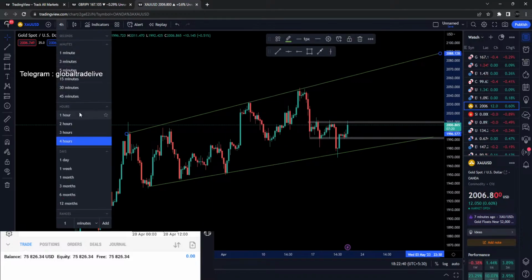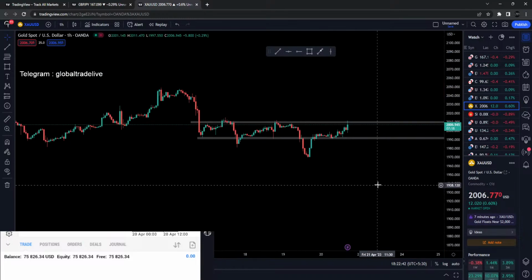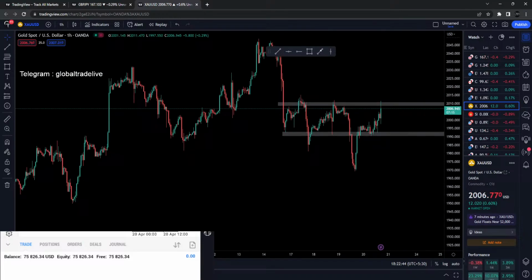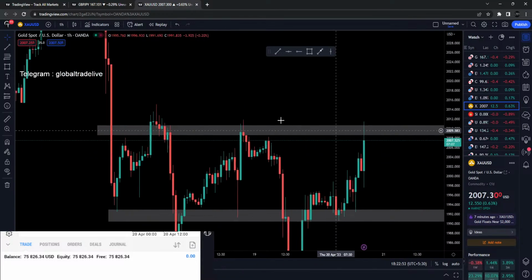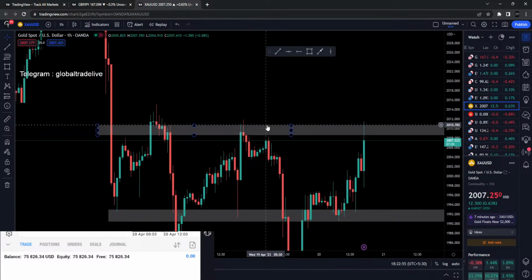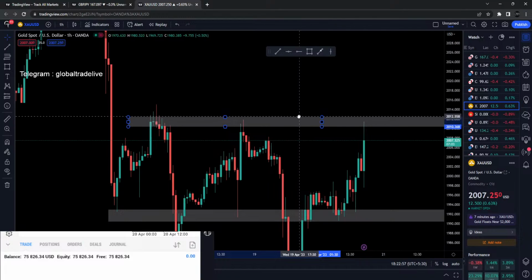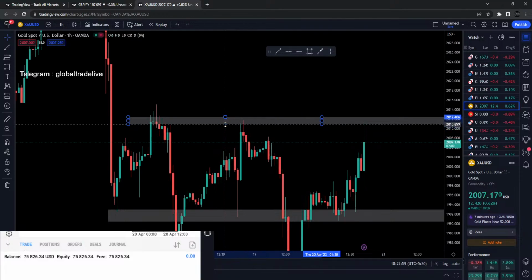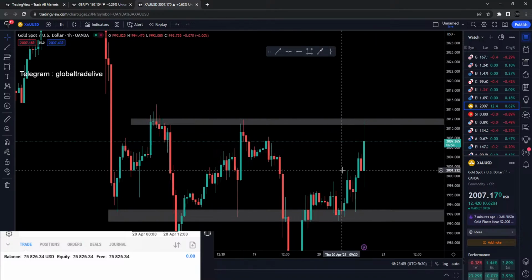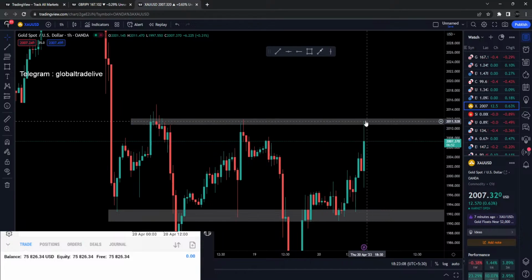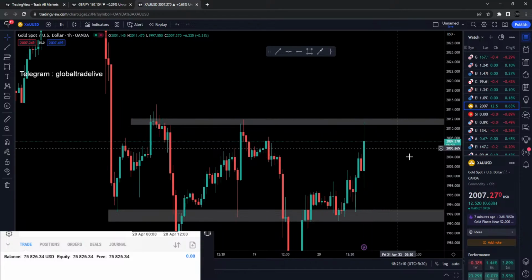So I'm gonna go to the 1-hour time frame. So let's have a look at the 1-hour time frame. By looking at the 1-hour time frame, let's just readjust these levels. Okay, so this is a strong level of resistance coming from the left, and market is tapping at the resistance level and it's rejecting that resistance level over here.